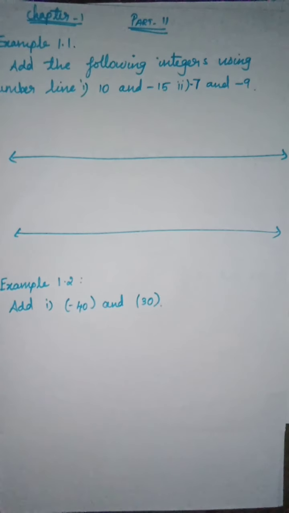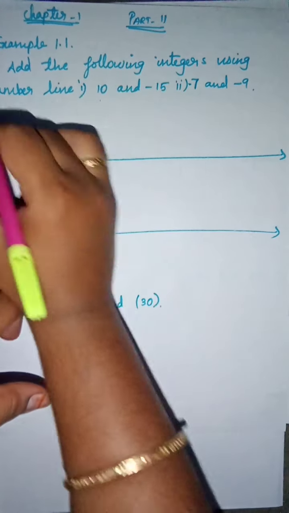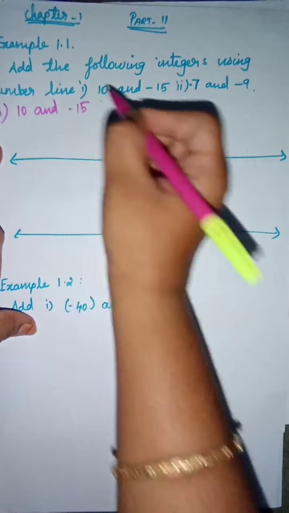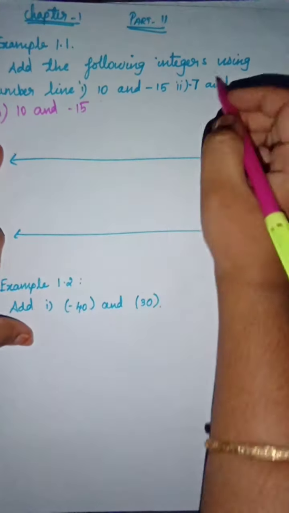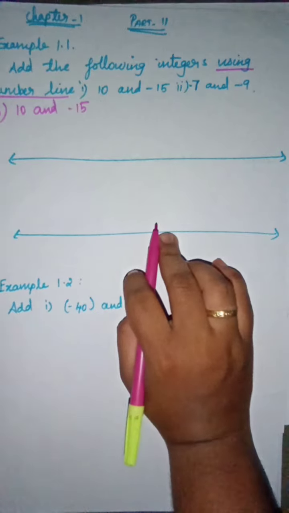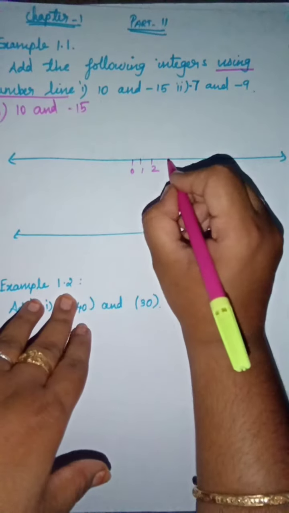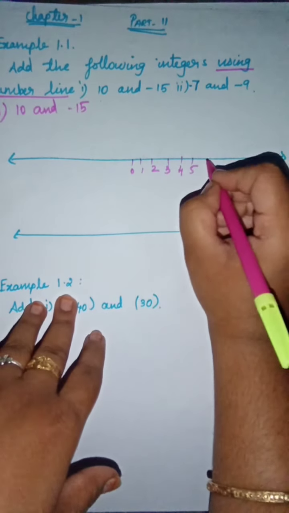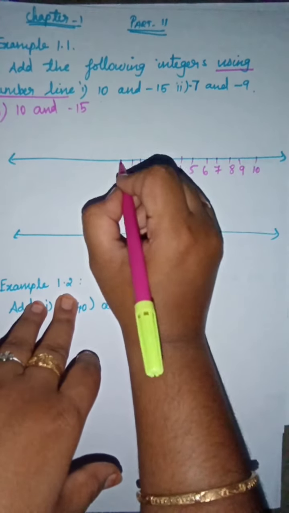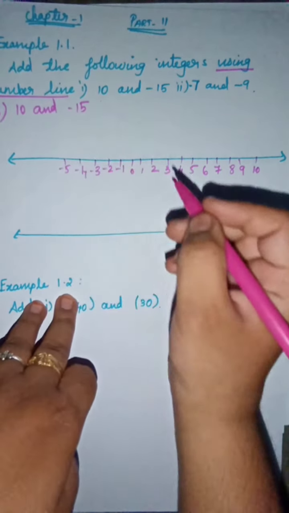Okay, now first sum, what they have given there is 10 and minus 15. So first question is 10 and minus 15. Okay, so they have said using number line. So using number line means first we have to draw the number line. So first we can draw the number line. So here 0 1 2 3 4 5 6 7 8 9 10, this side minus 1 minus 2 minus 3 minus 4 minus 5, minus 6.